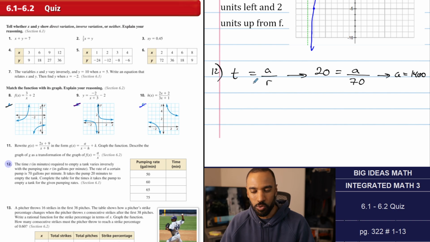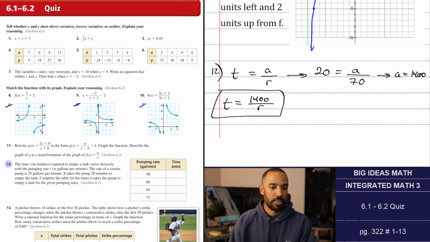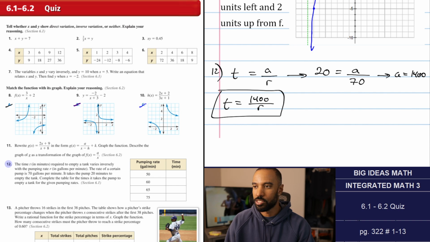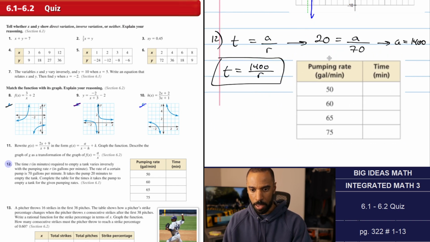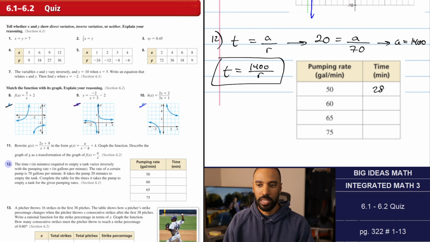Now, with these rates, what are the certain times that we have? So T equals 1,400 over R is basically what we're dealing with here. That's our equation. It says complete the table for the times it takes to pump the tank with the given rate. So now we have to divide 1,400 by 50, 60, 65, and 75. I don't believe all of these numbers are very beautiful, so I'm going to use the calculator. 1,400 over 50 should be beautiful. It's exactly 28. It takes 28 minutes there.